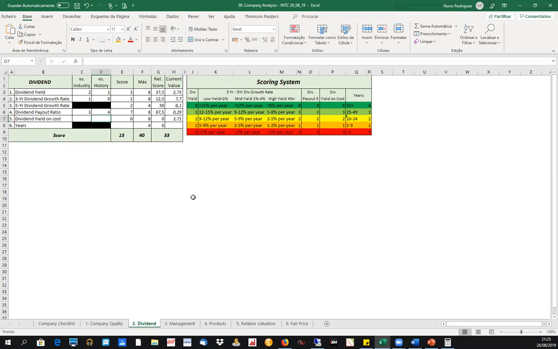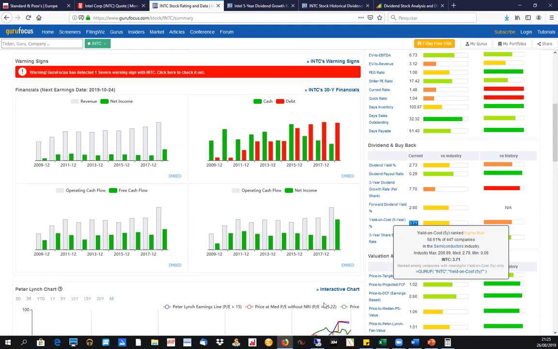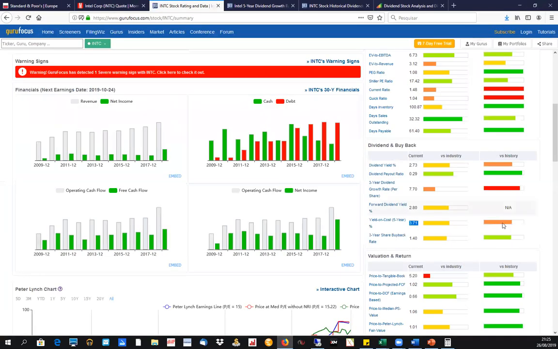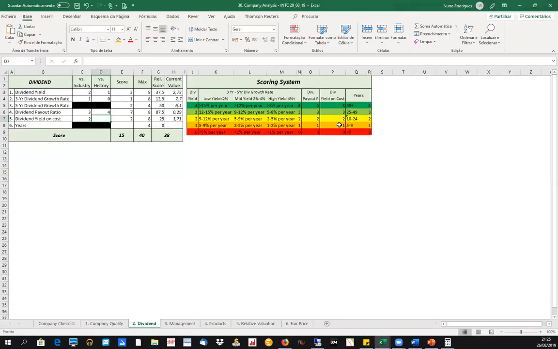Let's take a look at the color scheme. Yellow versus the industry, so dividend yield on cost, yellow, it's a 2. Versus its history, we do have orange, so it's going to be a 1. So we can start to see that Intel is definitely a good company, high quality, but the dividend is not as good as we would think.